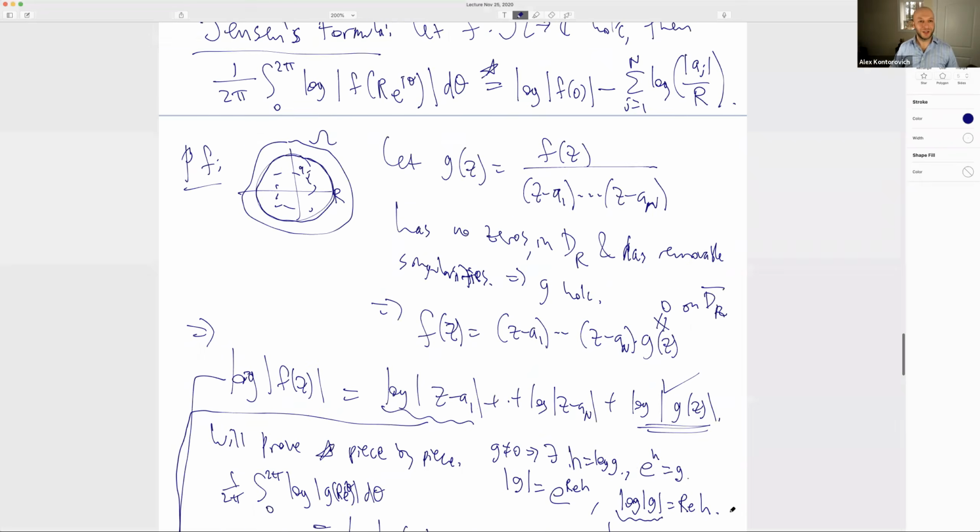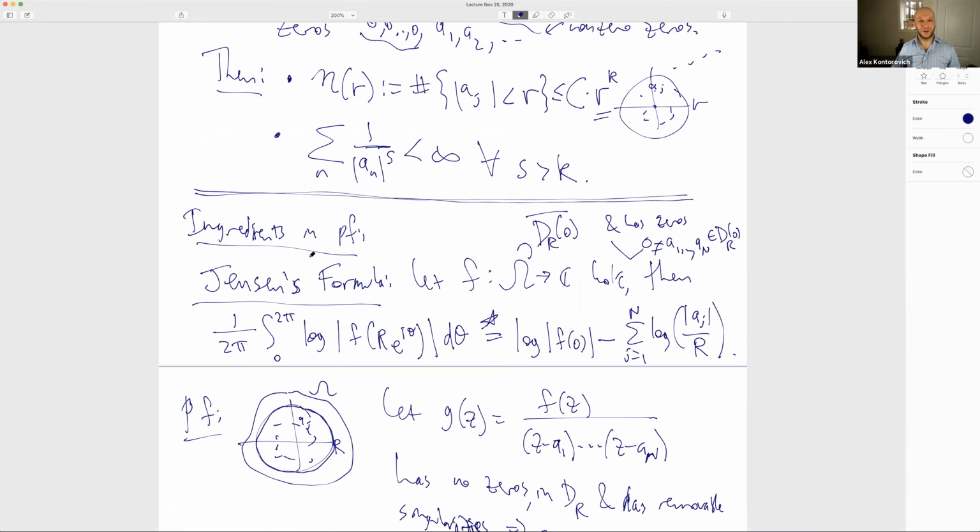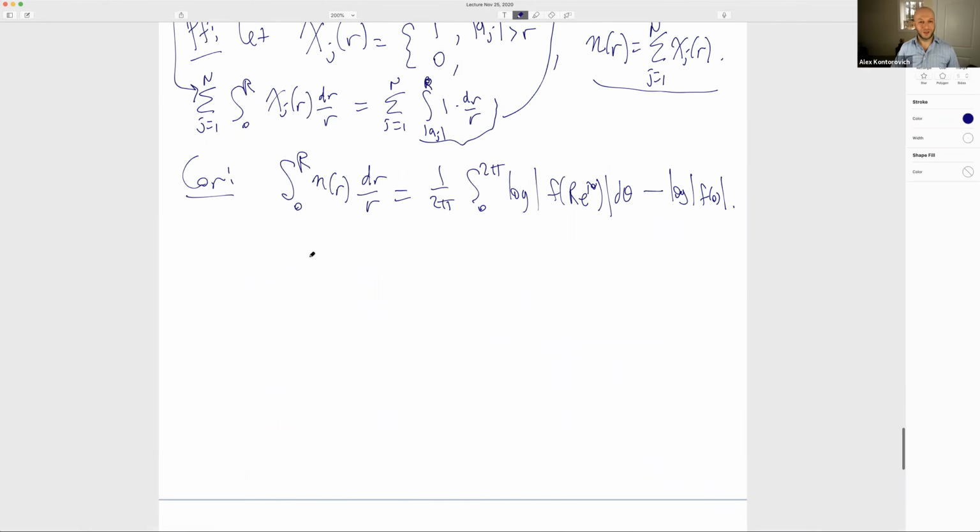And so now we can prove this theorem that I wanted to prove at the very beginning, this main theorem. Remember, I want to prove that the number of zeros grows like this, and that the series converges. So let's prove two things. I'll just rewrite the theorem.